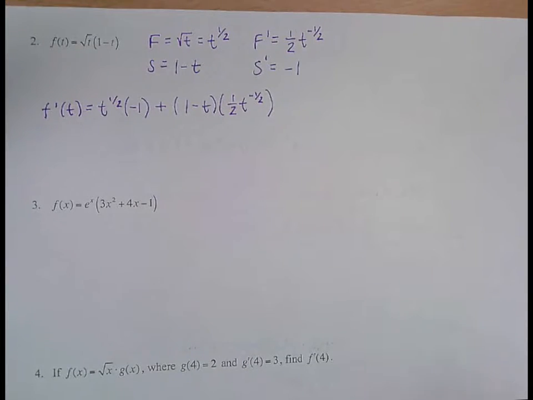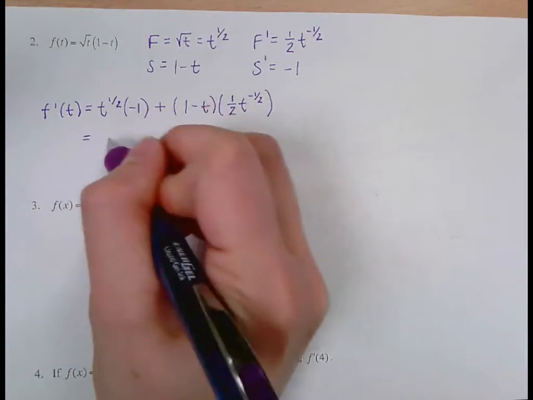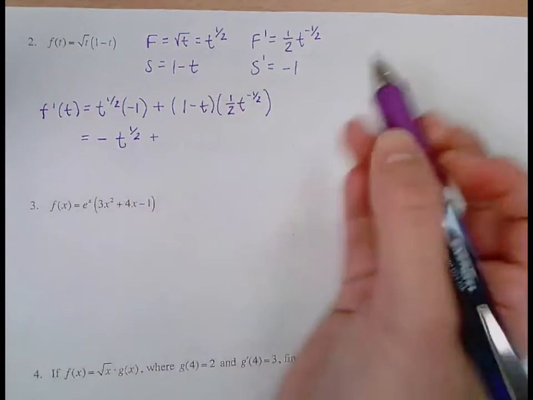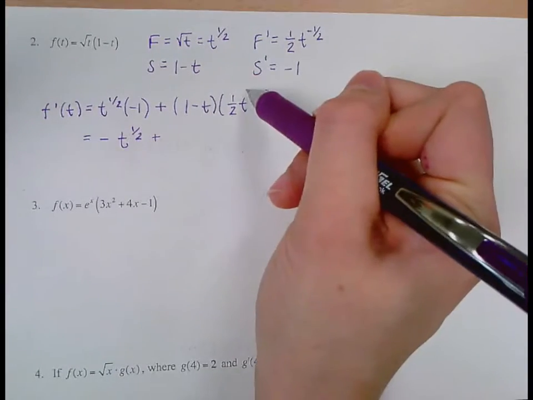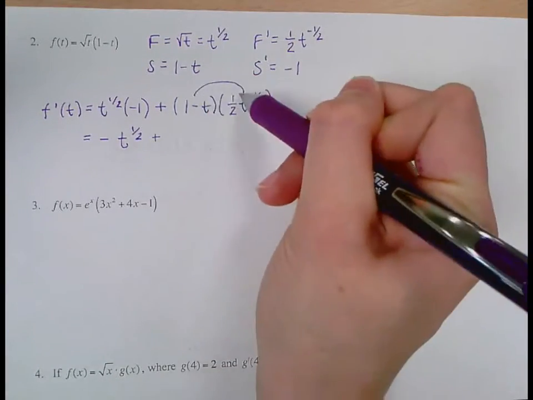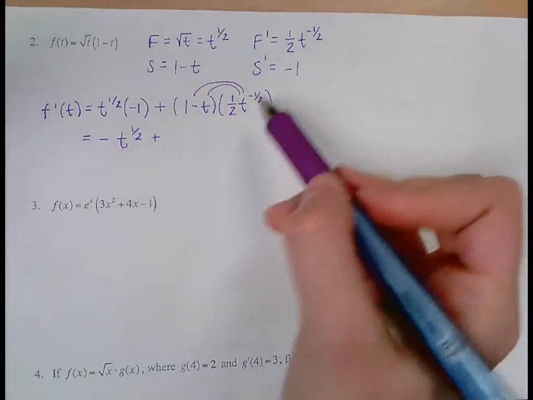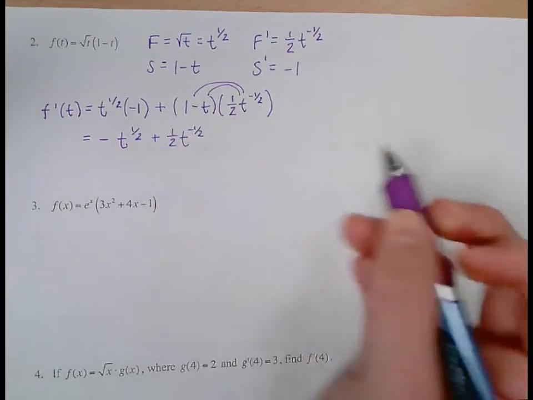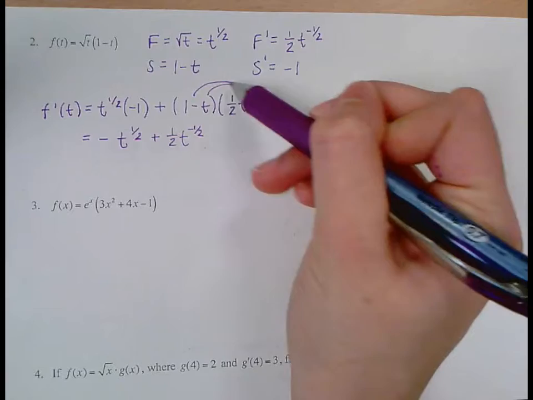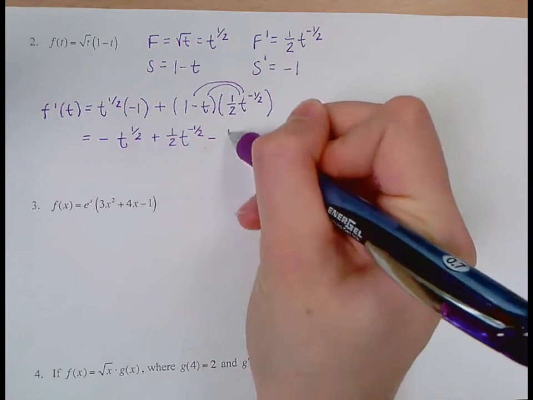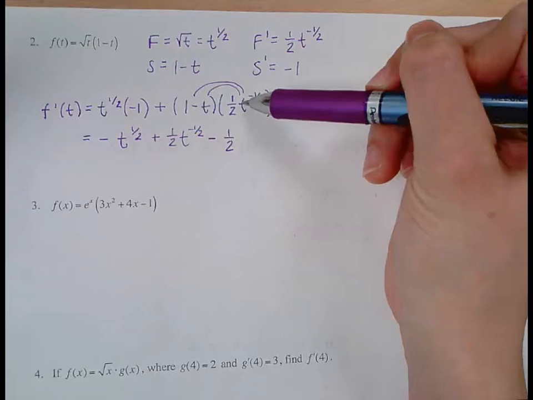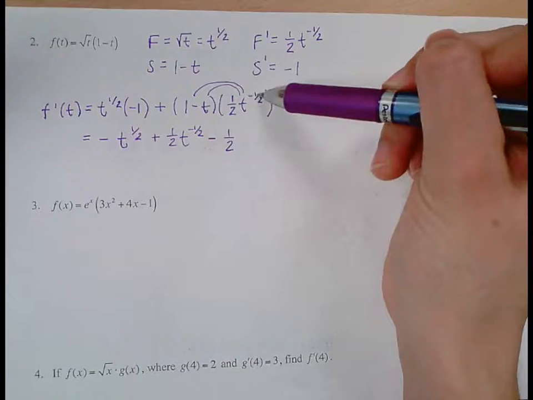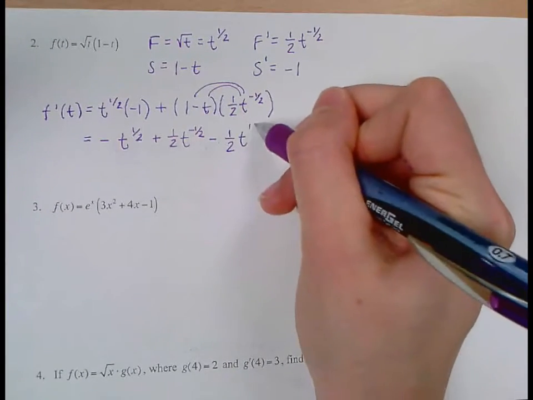All right, so from here, you could simplify a little bit. Your first term is just negative t to the 1/2. And then you could distribute the 1/2 t to the negative 1/2 to the 1 minus t. So distributing it to the 1, you'd get 1/2 t to the negative 1/2. And then distributing it to the t, you'd have a minus 1/2, and then when you multiply the t's, you add their exponents, 1 plus negative 1/2, so it'd be t to the positive 1/2.